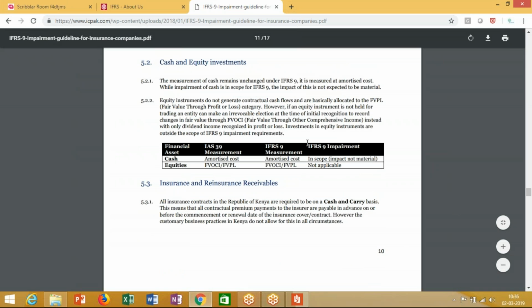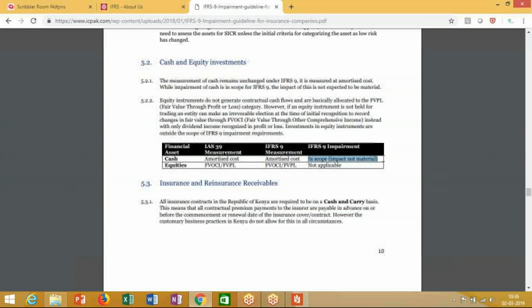Okay. So over here, for insurance companies, insurance and insurance receivables, you can see that if it's cash, it's valued at amortized cost and the IFRS 9 impact is not material. So obviously you can leave it out, right? And equities obviously are not available.